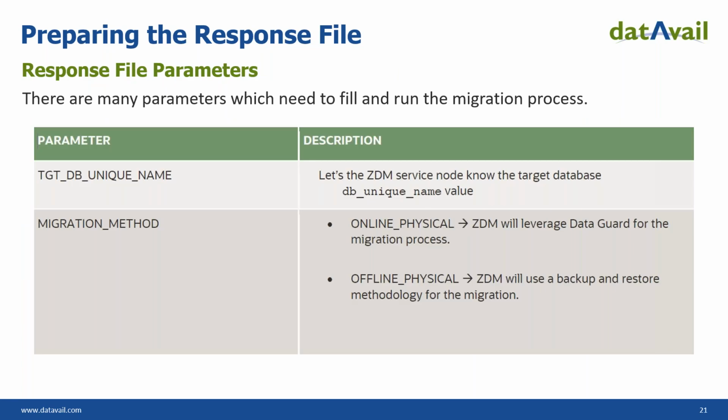Here is the response file. I mean, there are hundreds of parameters that we need to fill, but I just went ahead with the very basic things that we are going to do, like target DB unique name and source DB unique name. That's one thing that is going to be different between source and target database, and the target migration method that we are going to use. So online physical will use Data Guard. Offline physical will use the backup and restore methodology for the migration. So it will take a little more time in offline physical because it cannot configure Data Guard. And offline is what we are going to use for Autonomous and for Standard Edition databases.